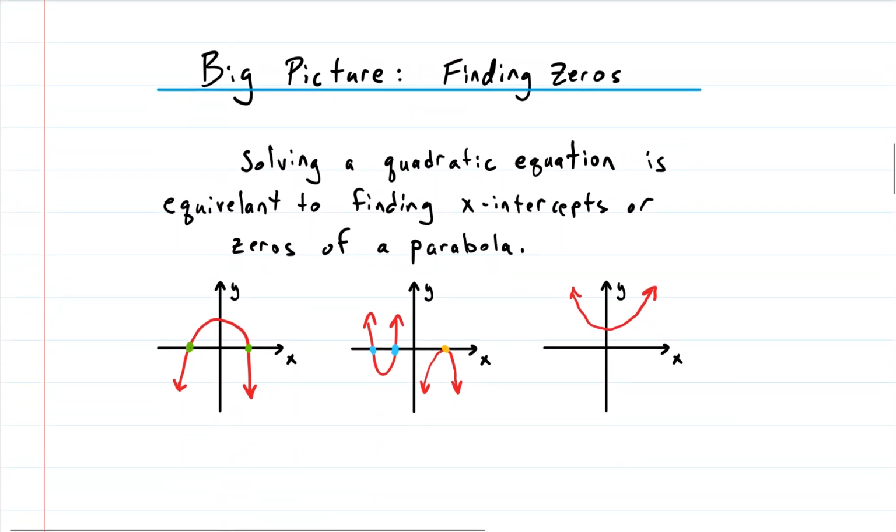All right, big picture. When we're finding zeros, when we're solving a quadratic equation, all we're doing is finding zeros. And when we're finding zeros, we're just trying to find the x-intercepts, these dudes, where the parabola crosses the x-axis. And sometimes the parabola doesn't touch the x-axis. So if you tried to solve the equation on the right-hand side, you wouldn't have a real answer. You'd have an imaginary solution.